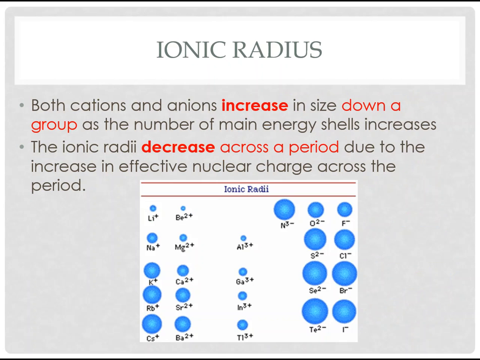Now let's talk about the trends. That was a trend between the parent atom and the ion. Now let's look at what they look like as you go down the group or across periods. Both cations and anions increase in size as you go down a group.